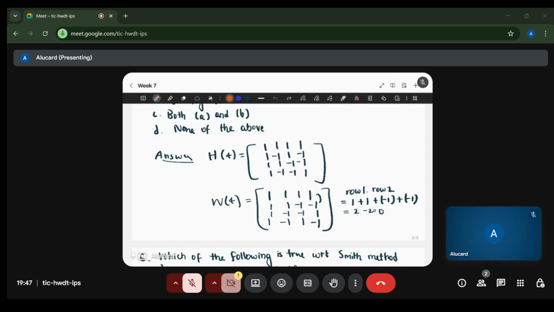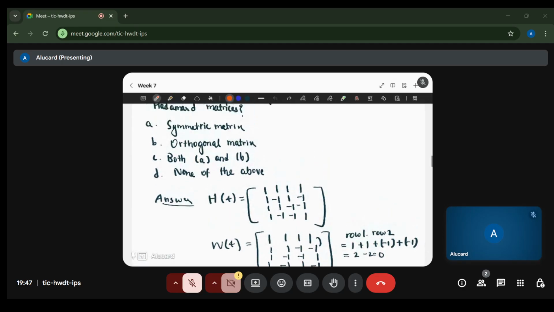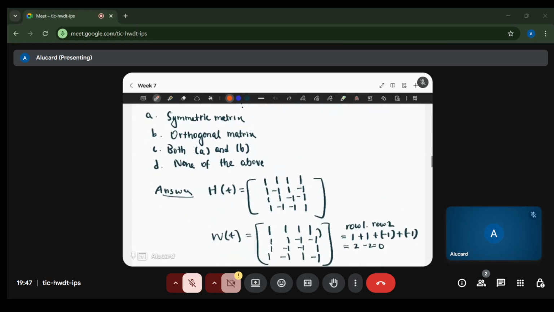Now, for the general proof, you can search in math textbooks or in the lecture videos. Or from the example, you can see that these are symmetric and orthogonal matrices.